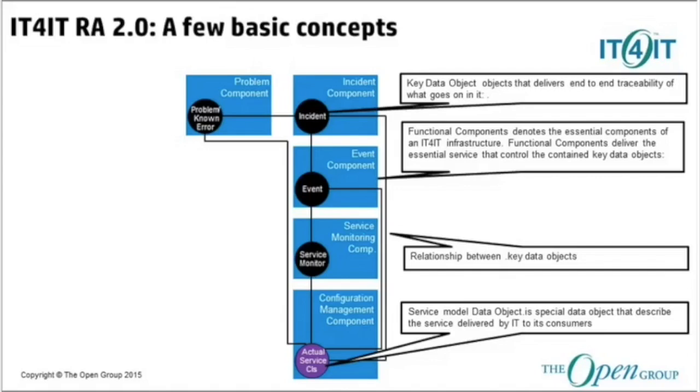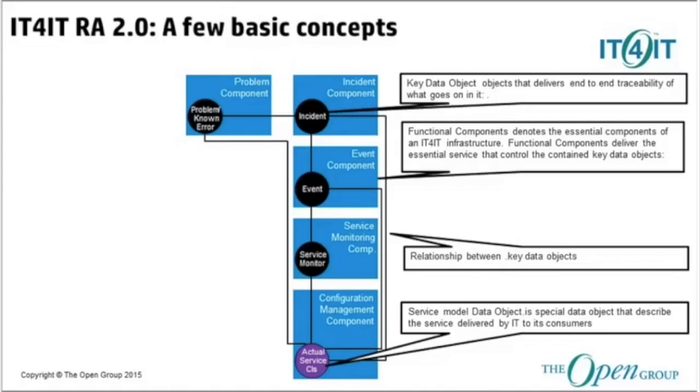And then there is the black line, which is just stating that there is a direct relationship between these components. So, for instance, an incident can be related to a problem, and vice versa. Similarly, an event can be related to an incident, and vice versa. If you go further down in the specification, we have cardinality, etc. But at level 1, these are the only three things we have.